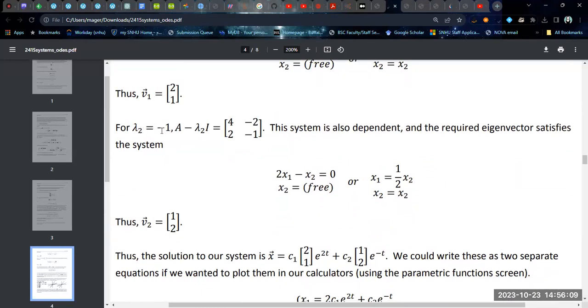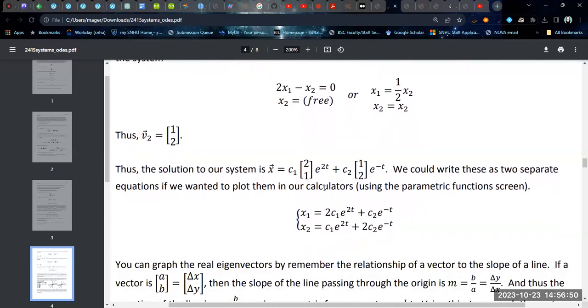Then for lambda 2, again, we plug in negative 1: 3 minus negative 1 is 4. And in the bottom one, negative 2 minus negative 1 gives me negative 1. This equation times 2 is the top equation, so I'm going to take the bottom equation because the coefficients are smaller. And again, I solve the top equation for x1 and set the bottom equation equal to itself. Now if I plug in x2 equal to 2, I get x1 is 1. Again, it's very helpful not to use fractions in your vectors. Choose your value of x2 so that you can get nice whole numbers.